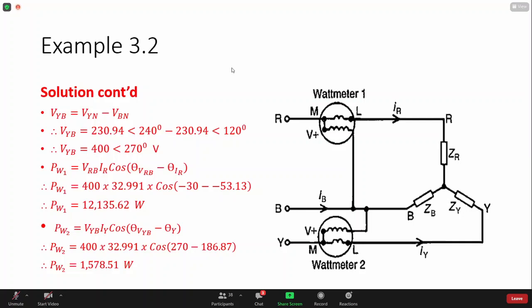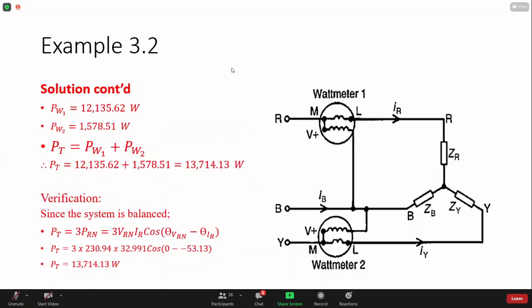Everybody okay with that? Yes, sir. So what I got, sir. You got it. All right. Good. Slightly off, sir. But yeah. How slight? I got for PW1 12,135.8, and then for PW2 I got 1,578.53. Okay. All right. Well, we wouldn't split hairs about those.